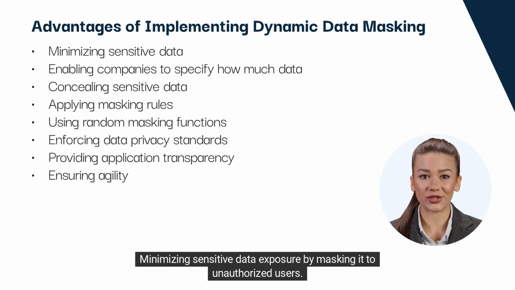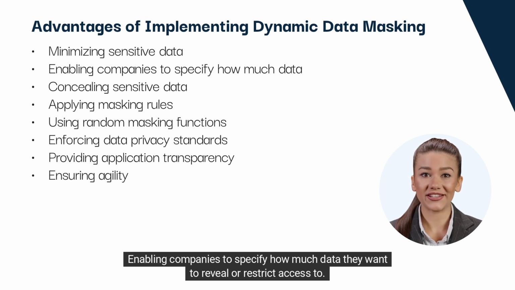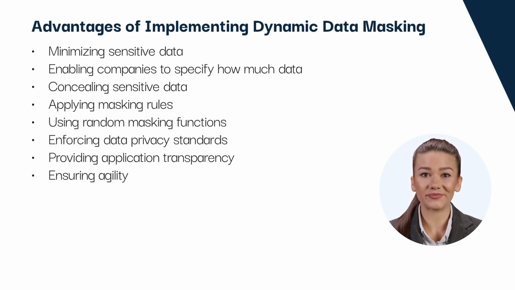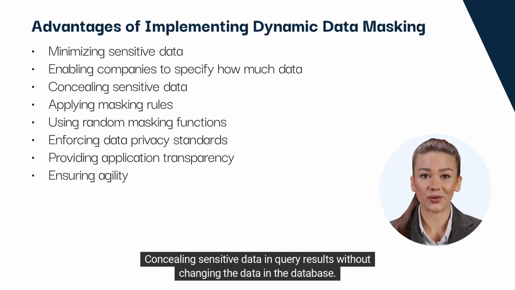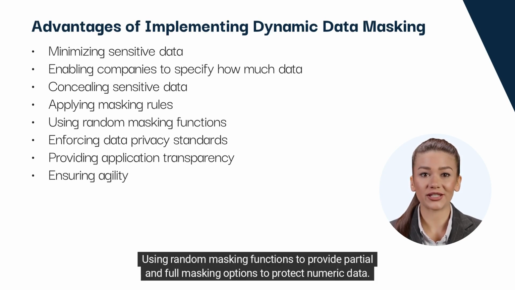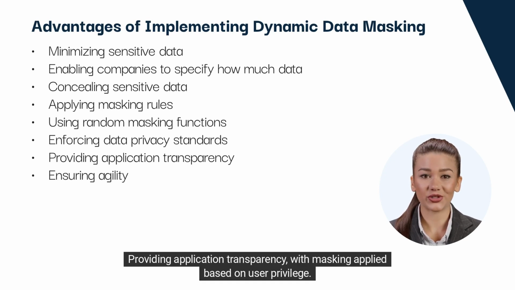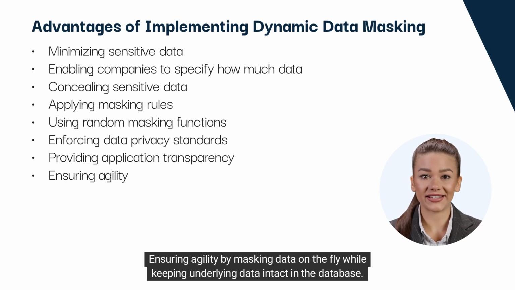Minimizing sensitive data exposure by masking it to unauthorized users, enabling companies to specify how much data they want to reveal or restrict access to. Concealing sensitive data in query results without changing the data in the database. Applying masking rules that simplify DDM integration into existing applications. Using random masking functions to provide partial and full masking options to protect numeric data. Enforcing data privacy standards to maintain compliance. Providing application transparency with masking applied based on user privilege, ensuring agility by masking data on the fly while keeping underlying data intact in the database.